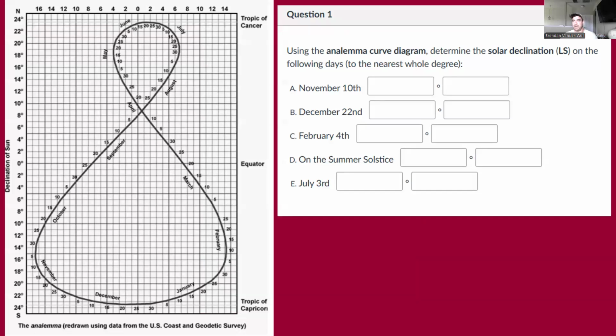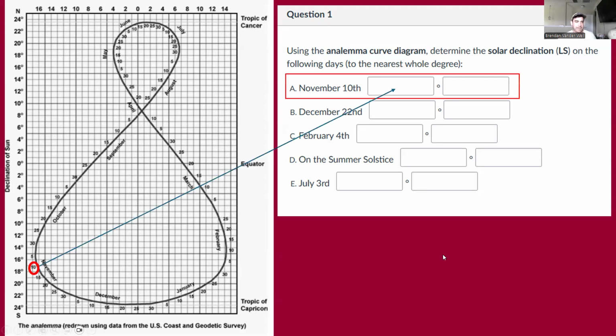So question one is going to ask you to use the analemma curve diagram to determine the solar declination on the following days to the nearest whole degree. So let's look at A. November 10th, you have this big bottom figure eight over here. We're going to find November 10th, and there it is. You want the degree of which it is. So nearest to the 10th there, if you follow my mouse, it'll show up right over here. Here's November 10th. That looks like it's right about 17. So you know that is 17 degrees.